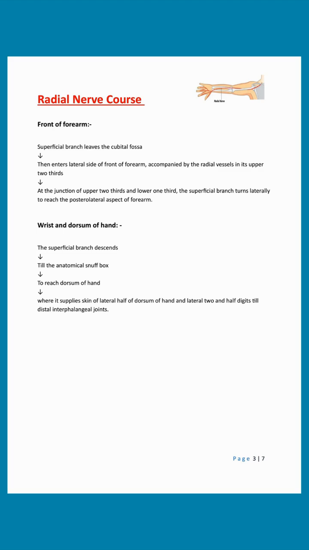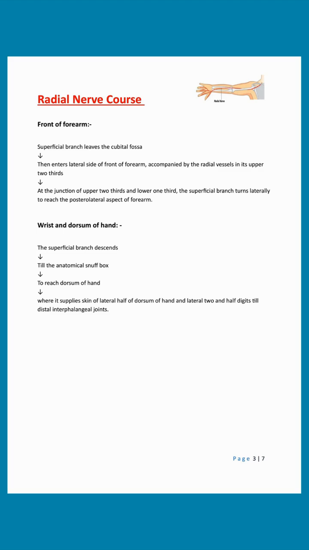Front of forearm. Superficial branch leaves the cubital fossa. Then enters lateral side of front of forearm, accompanied by the radial vessels in its upper 2/3. At the junction of upper 2/3 and lower 1/3, the superficial branch turns laterally to reach the posterolateral aspect of forearm, wrist and dorsum of hand.